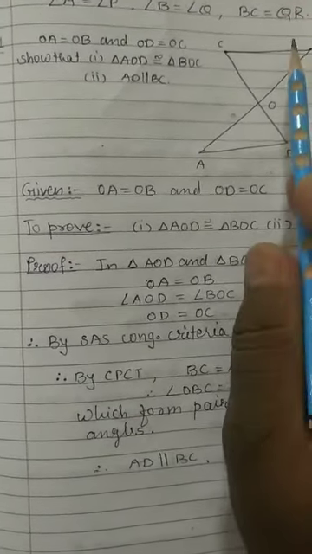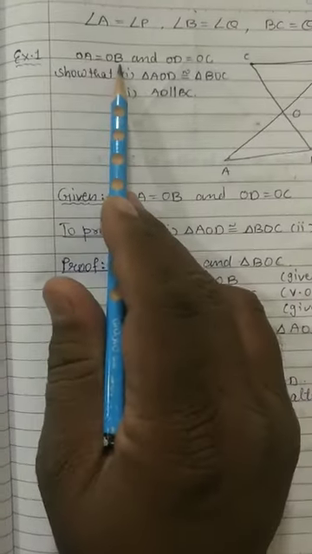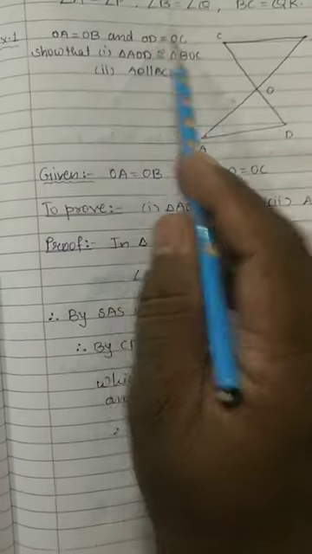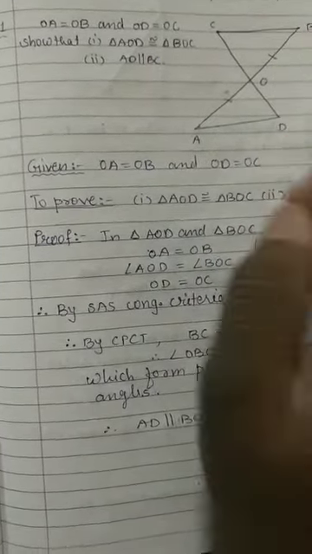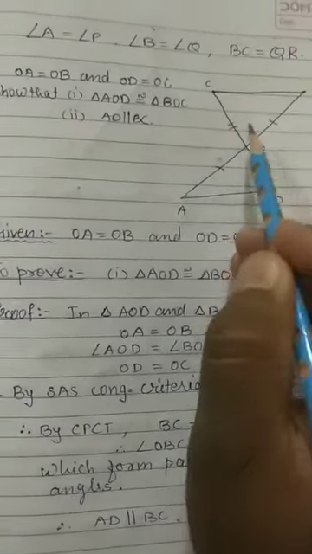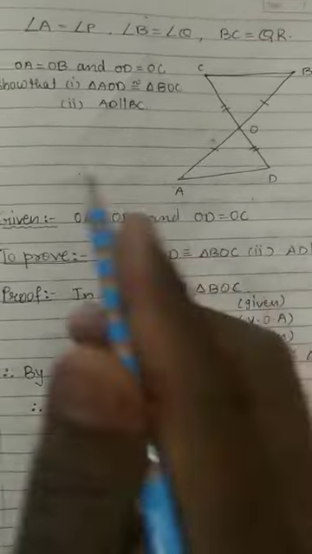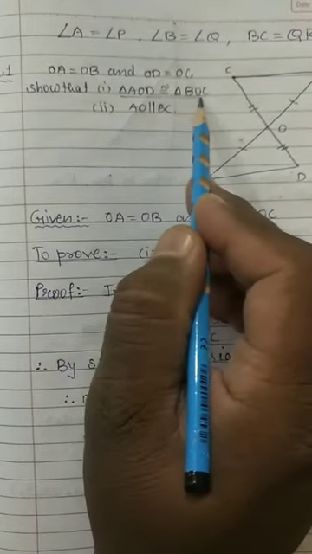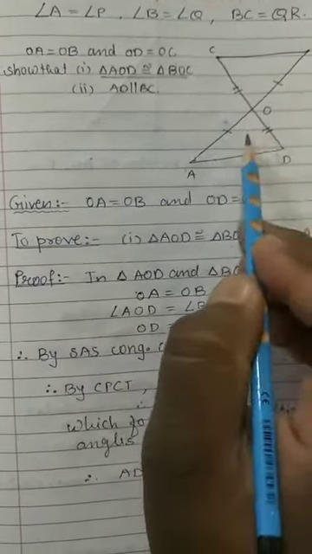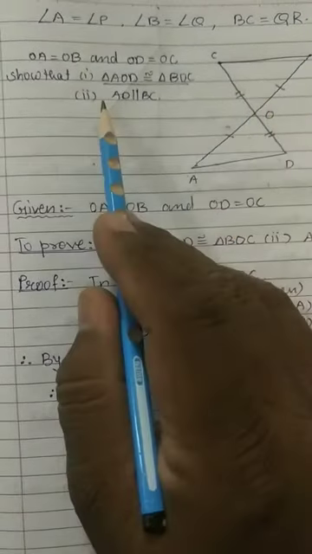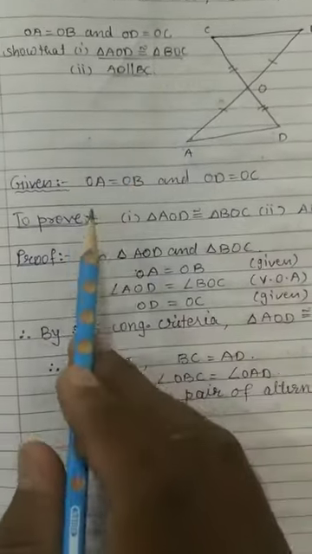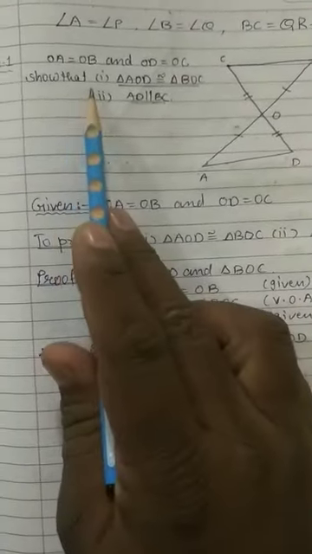Check this diagram. It is given OA is equal to OB, that is, these two sides are equal. OD is equal to OC, these two sides are equal. So you have to prove first, triangle AOD is congruent to triangle BOC, right? Means this triangle and this triangle are congruent. And second, AD is parallel to BC. Now see, because it is a show that, that is, prove that type question.